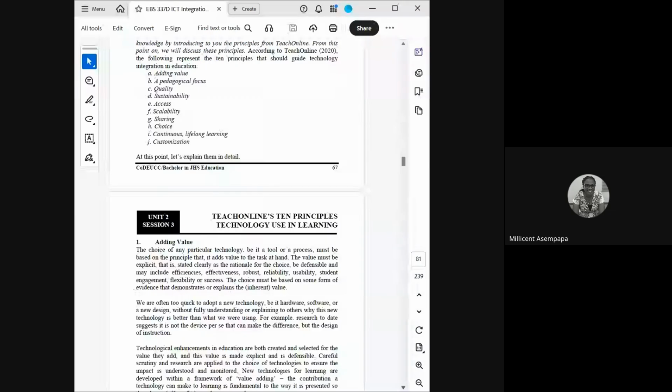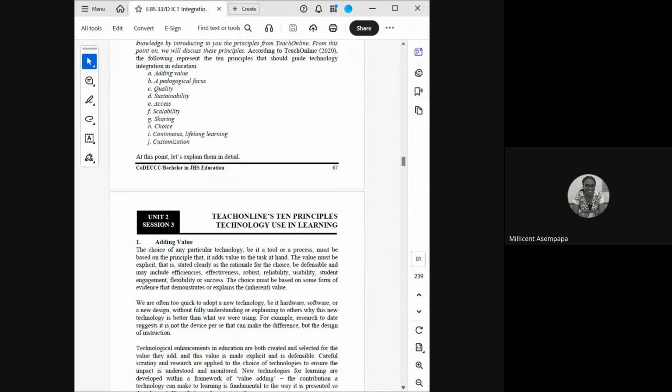Adding value. The choice of any particular technology, be it a tool or a process, must be based on the principle that it adds value to the task at hand. This value must be explicit, that is, stated clearly as a rationale for the choice. It may include efficiencies, effectiveness, robustness, reliability, usability, student engagement, flexibility, or success. This choice must be based on some form of evidence that demonstrates or explains the value.